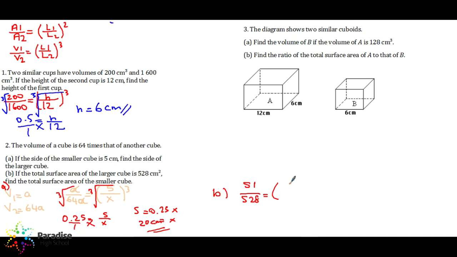What are the corresponding sides? Smaller cube is 5 and larger cube is 20. That will be squared. So S1 over 528 is equal to 5 over 20, that is 1 over 4, which squared makes 1 over 16. Cross multiply. 16 S1 is equal to 528. So S1 will be equal to 528 divided by 16, which is equal to 33. What is the unit? cm squared.